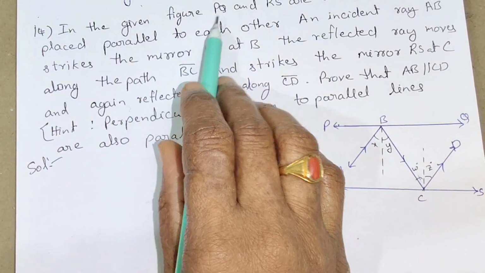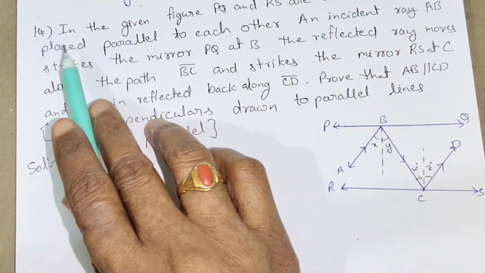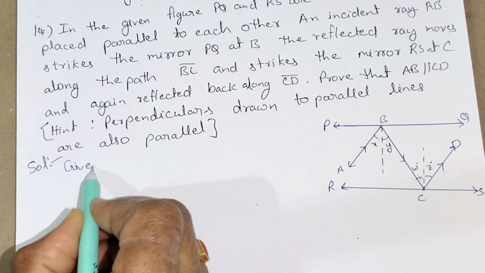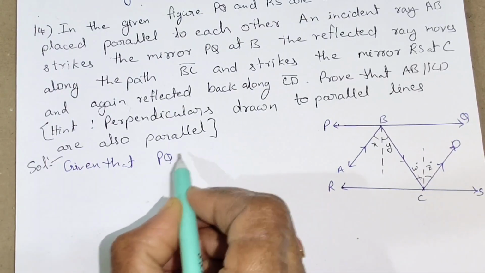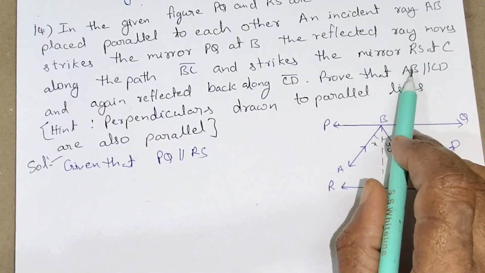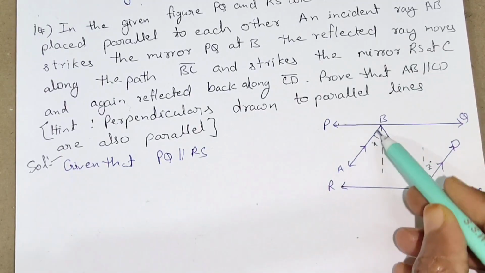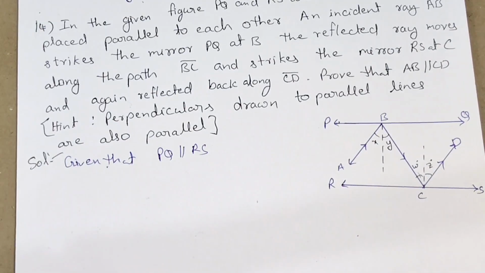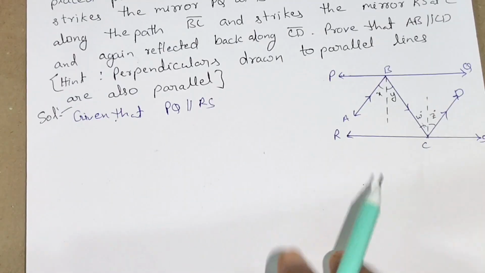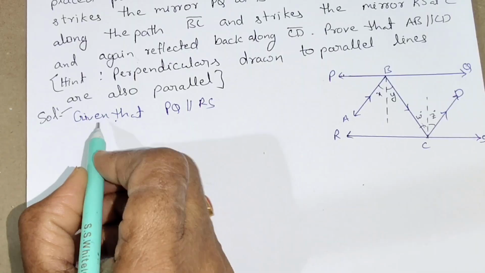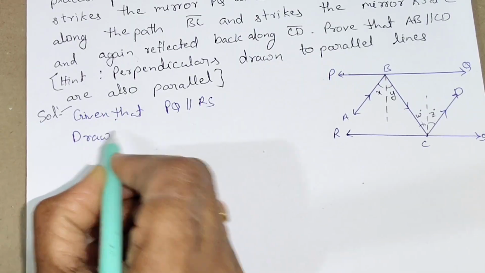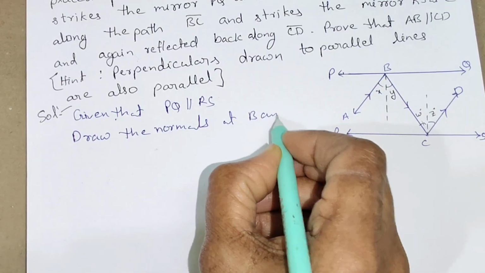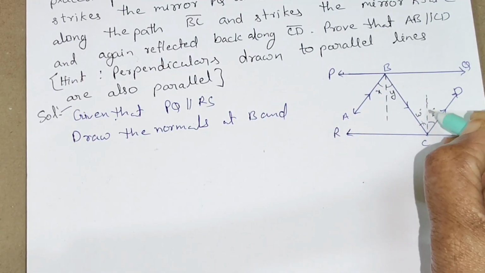Here in the given figure, PQ and RS are two mirrors placed parallel to each other. So first, given that PQ is parallel to RS. Finally we prove that AB is parallel to CD. So PQ and RS are the parallel lines. Now we draw the normals at B and C.